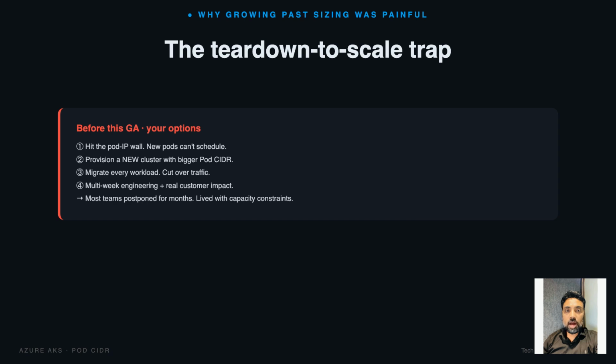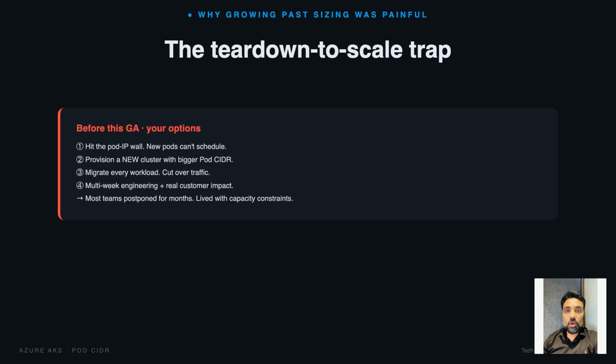New pods cannot be scheduled because there are no IPs left. Existing pods might be recycling IPs fine, but you cannot scale up any workload past the current pod count. Before this GA, the only fix was cluster teardown and rebuild. Provision a new AKS cluster with a bigger Pod CIDR. Migrate all workloads, cut over traffic. This is a multi-week engineering effort with real customer impact.